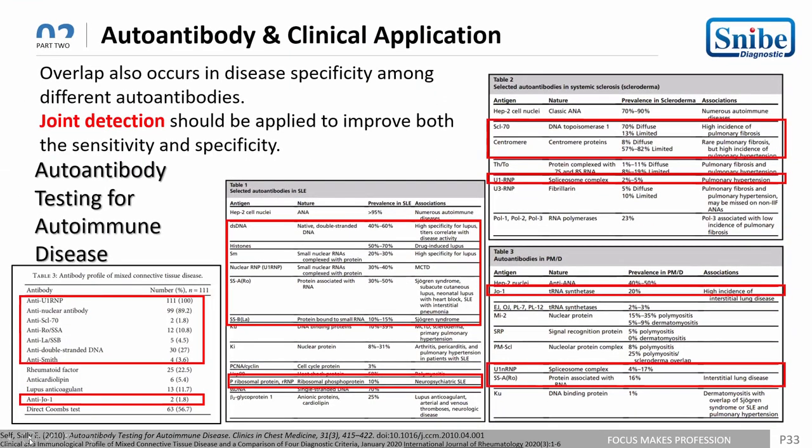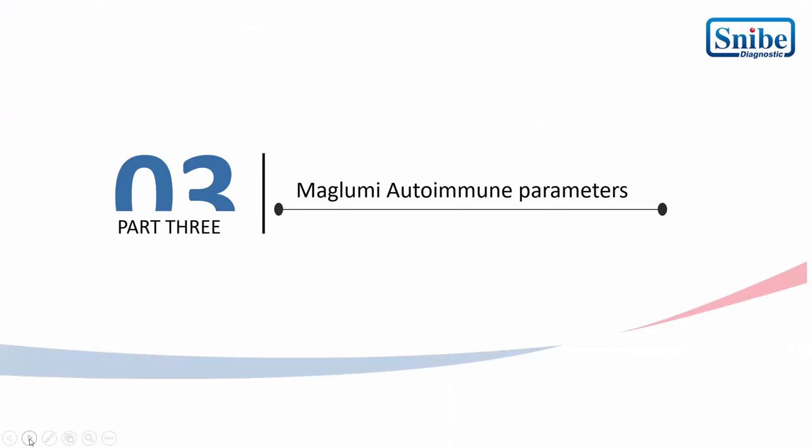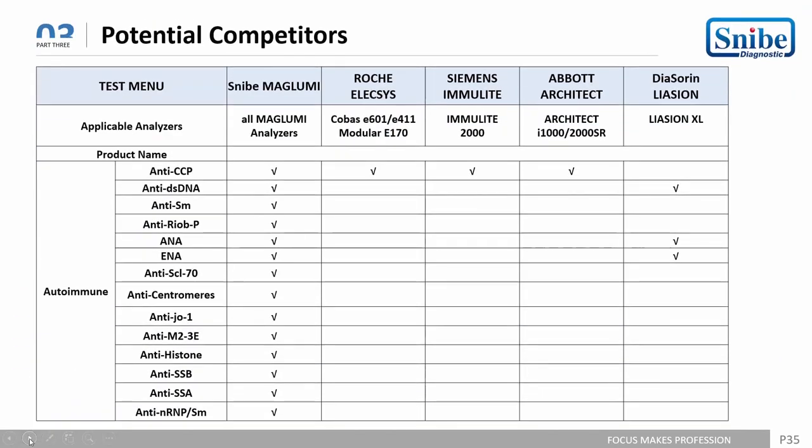So if we talk about autoantibodies in clinical application, overall, antibody testing for autoimmune disease has a number of tests that can be used for diagnosis of SLE, systemic sclerosis, scleroderma, and autoantibodies for PM and DM. Then auto joint detection is applied to improve both the sensitivity and specificity of autoantibody testing for autoimmune disease, which helps a lot. The solution provided by SNIBE on the Maglumi platforms is now the focal point for us.